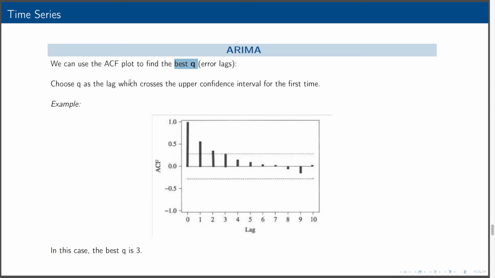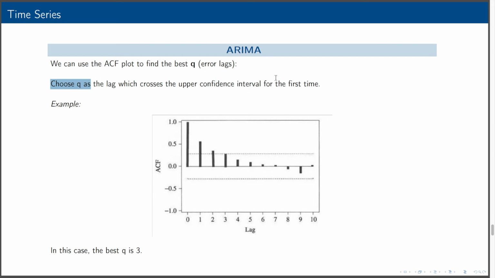Okay, and the technique or the recommendation is to choose Q as the lag which crosses the upper confidence interval for the first time. So this is the upper confidence interval. And if we see here, this one does not cross it, this one doesn't cross it, this one doesn't cross it, this one crosses it. Okay, so it means we're going to use Q equal to 3 because these, the 1, 2, and also 3, are the ones that are telling us the most information about the time series.